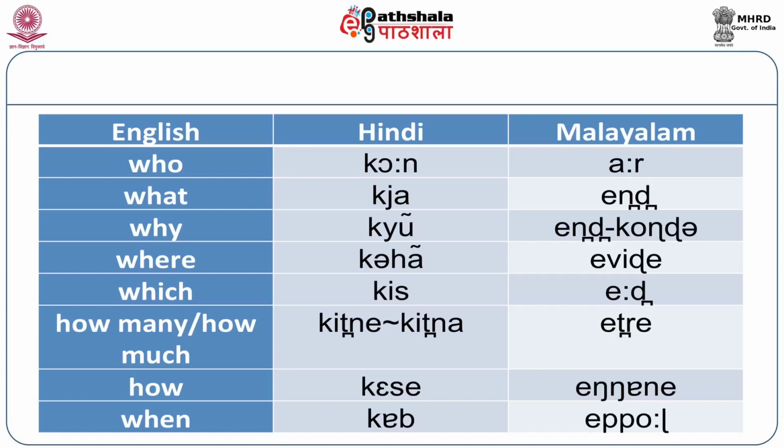Look at the parallel words of the 8 canonical question words that have been reported in languages. They are who, what, why, where, which, how many or how much, how, and when. As you can see, in Hindi, most of these canonical words are represented by a single lexical item. Whereas in Malayalam, while most of them are represented by a single lexical item, the word for why, as we noted earlier, is formed of a two-part constituent.